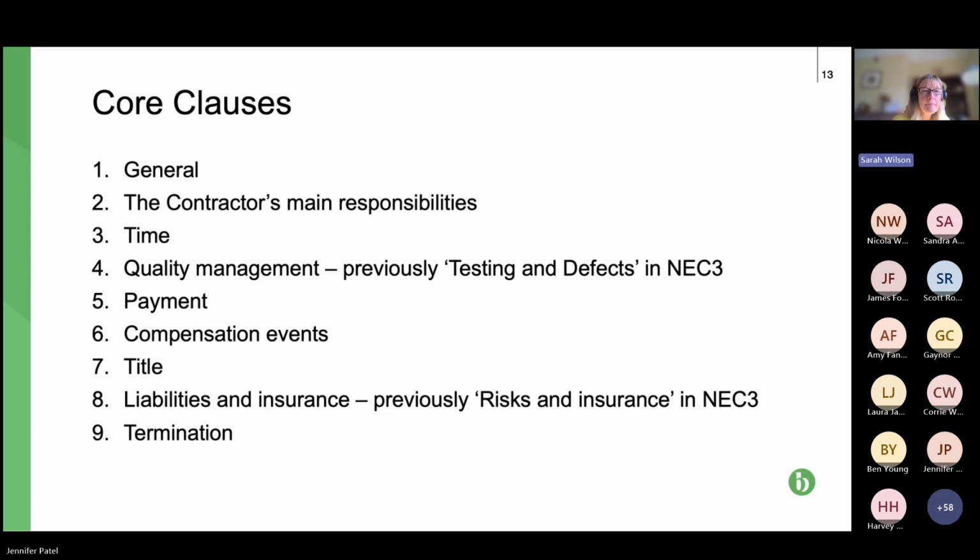completion dates, etc. 4 used to be called testing and defects, which I think is a better description. So it's testing during the works, at completion and post completion as needed, and defects both before and after completion, and how they're remedied and who pays, etc. Payment, clause 5, which is obviously critical. 6, compensation events, so the extra entitlements, time and money.